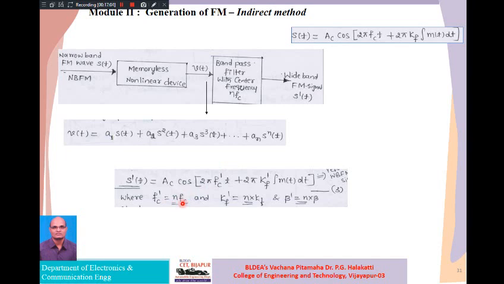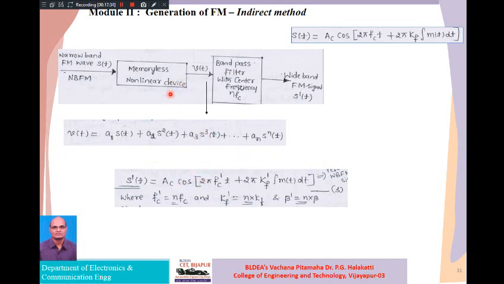Here fc' is nothing but n times fc, the sensitivity parameter kf' is n times kf, and beta' similarly is n times beta. Here n indicates the number of multipliers you are using, so the number of terms depends on the multipliers. This is what we are doing.